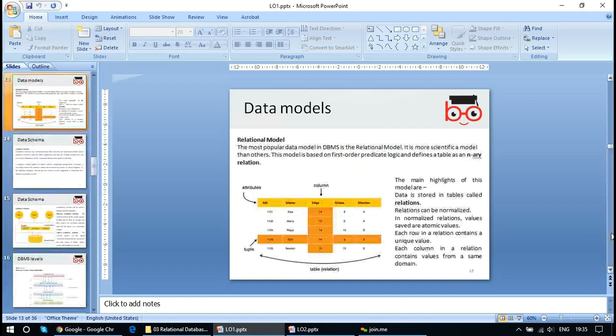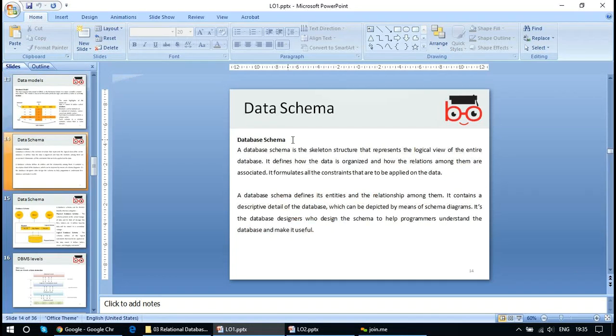So relational model, we discussed that it's discussed in the tuple, attributes, column, and the relation is called the table. And furthermore, we talk about the schema. Basically, the database schema is the skeleton structure that represents the logical view of the entire database. As I discussed yesterday, the data is stored in digital form like zeros and ones. But when you look at the database structure, then you talk about the database schema.